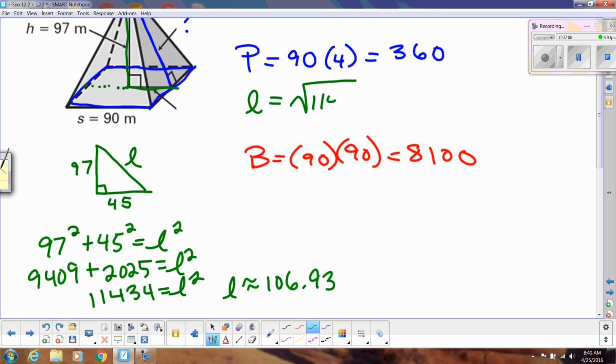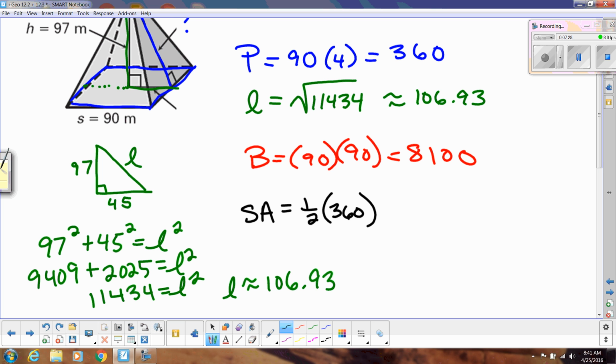Okay, so again, if we wanted to be more exact, we could say that the slant height is the square root of 11,434. If we're approximating, we're going to use 106.93. However, in reality, I would really like to save that rounding to the end. So let's use the square root of 11,434 for our formula. So that's going to be 1/2 perimeter, which was 360, times the slant height, which is square root of 11,434, plus the 8,100. So if I do that times 360 divided by 2, now we can round.